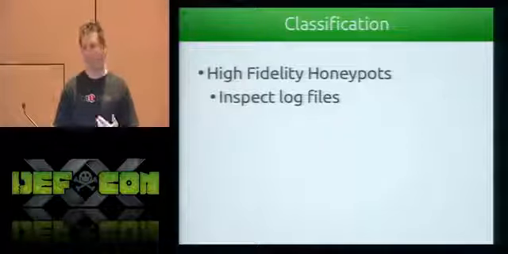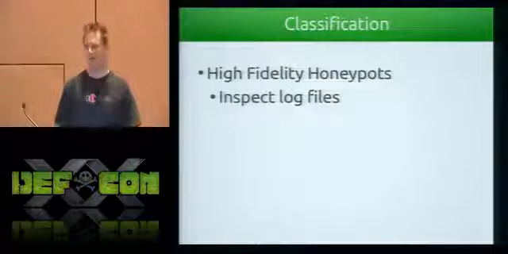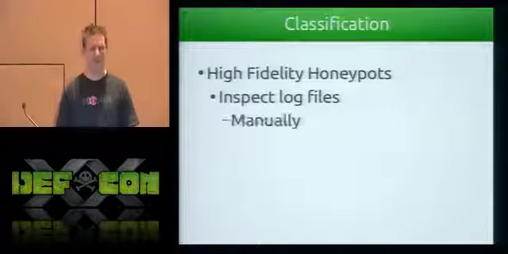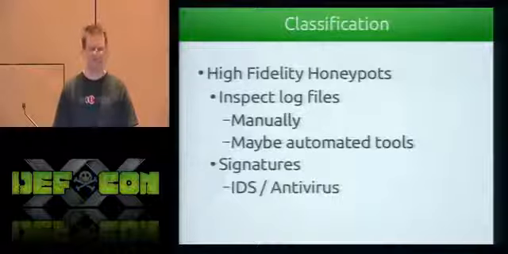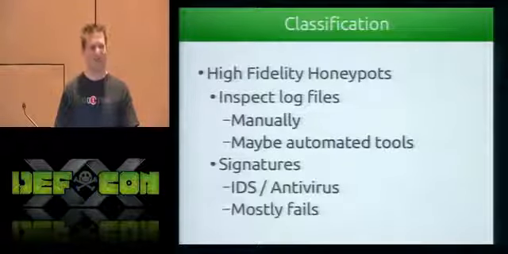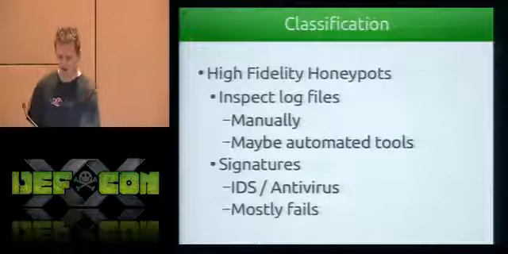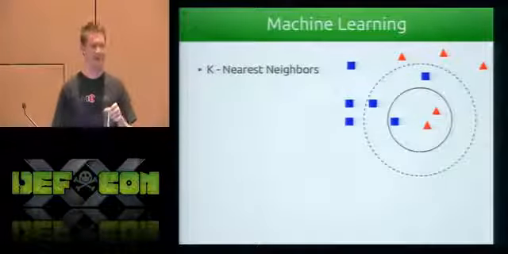Unfortunately, most of the way you do that is by inspecting log files, right? Maybe you've got some auto cron job that tells you if the shadow file changed or something like that, right? But mostly it's manual, which is really unfortunate. Sometimes there are automated tools, but not any general purpose automated tools. And signatures like IDS or antivirus mostly fail for the reasons that I talked about before. So we don't want to do that. We want to do automated learning or automated detection, machine learning.